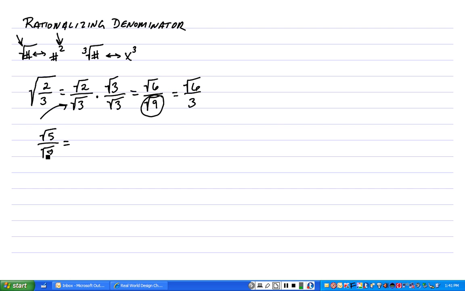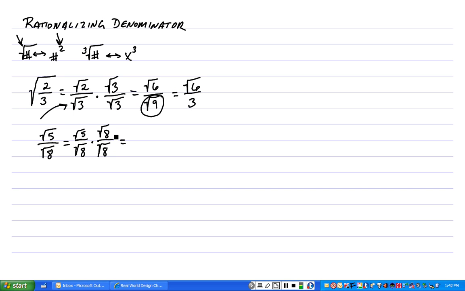Again, we have a square root or radical in the denominator, in this case a square root. So what we want to do is take this square root of 5 over the square root of 8 and multiply by this again so that we get the square here. If we take this and multiply it by itself, that's like squaring it. Whatever we do in the denominator, we also have to do the same thing in the numerator.